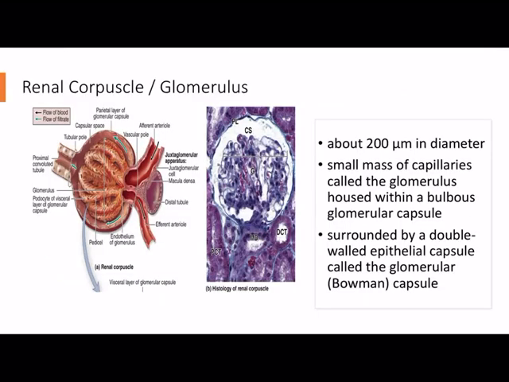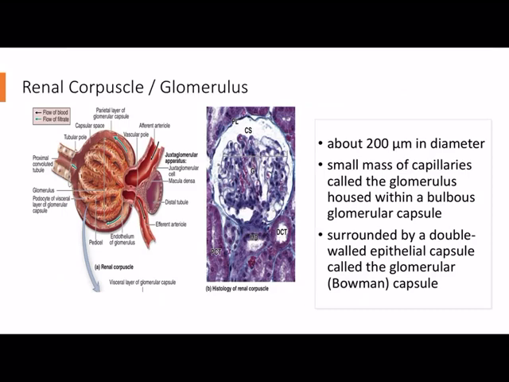So here is your renal corpuscle. It is composed mainly of your glomerulus with your Bowman's space and your Bowman's capsule. So blood will come in through the afferent arteriole, going inside the capsule through different capillary loops, and then going out through your efferent arteriole.